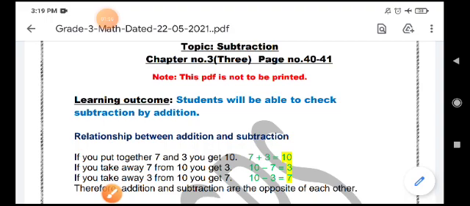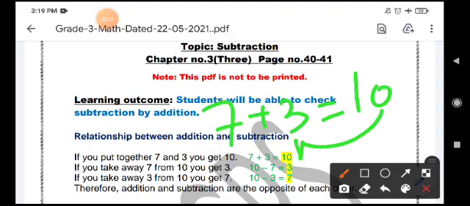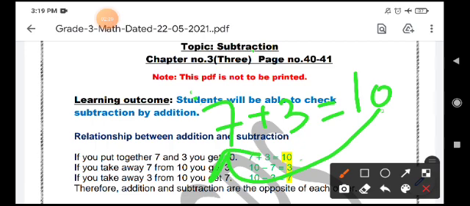Yes, they are. So, when you add two numbers like 7 plus 3, you get 10. When you subtract the difference from the minuend, you will get the subtrahend. And when you subtract the subtrahend from the minuend, that is 10 minus 7, it will give you 3.